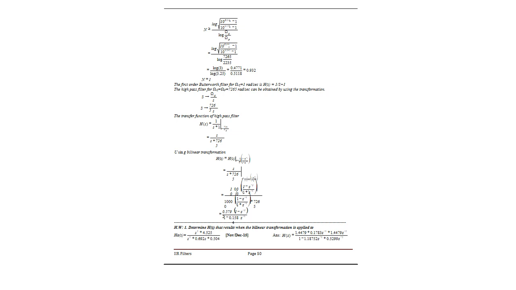So using the bilinear transformation, the H(z), that is H(s) is equal to 2 by T into (1 minus z inverse) by (1 plus z inverse). So by substituting the values, we will get the answer as 0.579 into (1 minus z inverse) by (1 minus 0.158 z inverse).